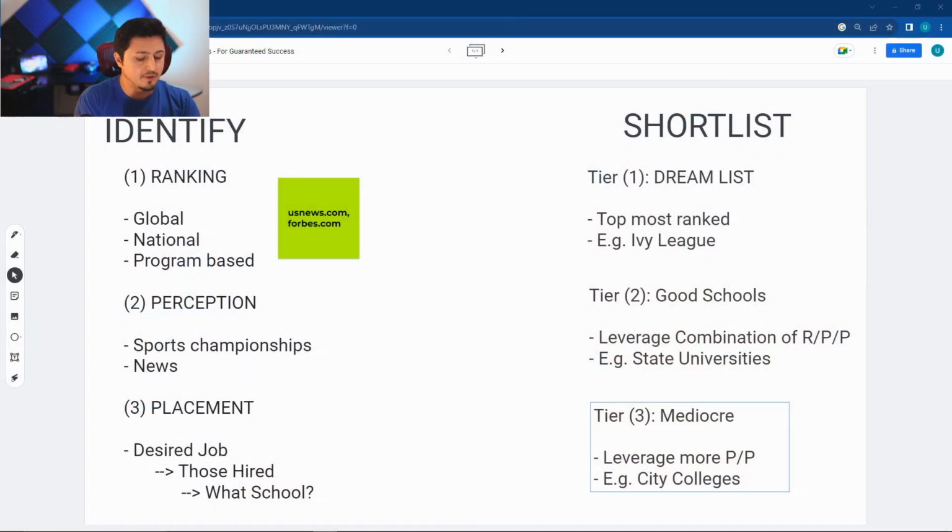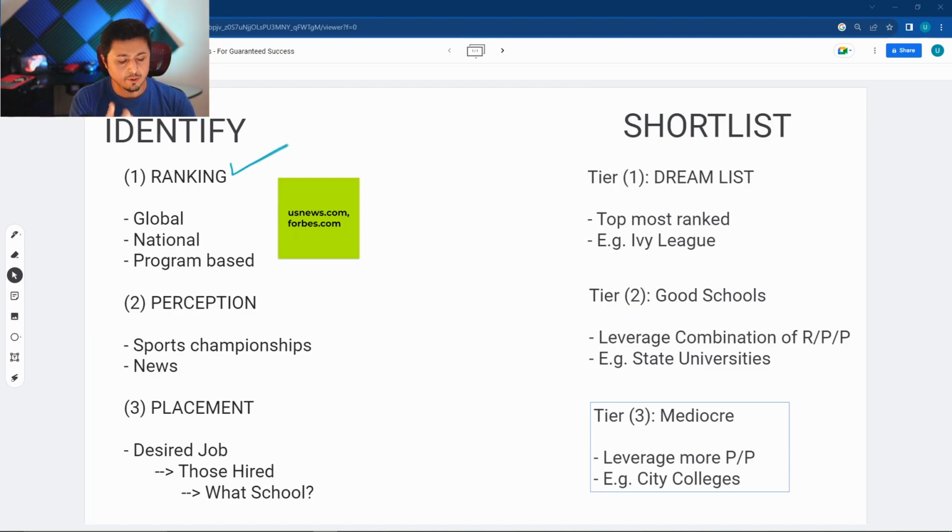I'm going to give you the smartest technique to shortlisting graduate schools that will guarantee you success. Step number 1. You have to identify the schools based on one of these 3 methods described in this sheet. The first one being ranking.